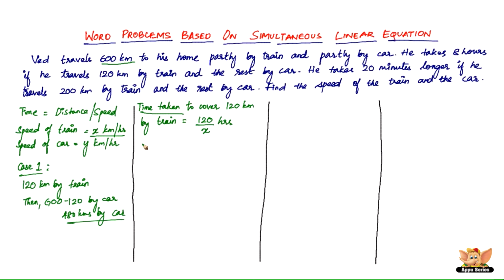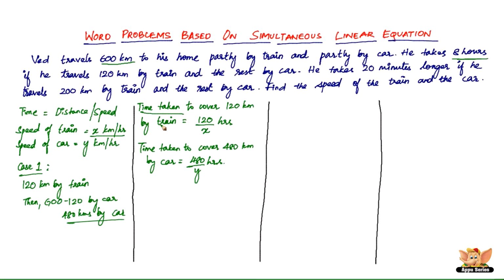So the next thing is, time taken to cover 480 kilometers by car. Now again, time is equal to distance by speed. The distance he travels by car is 480. Speed of the car is y. So 480 by y hours is the time that he takes to travel by car. Now, most importantly, it is given that the total time is 8 hours, right?